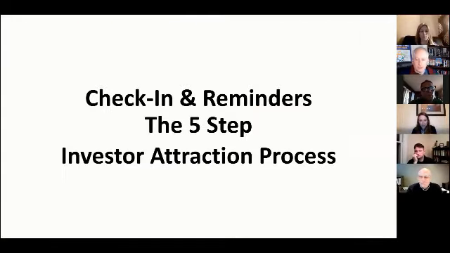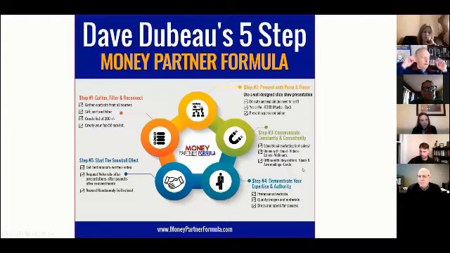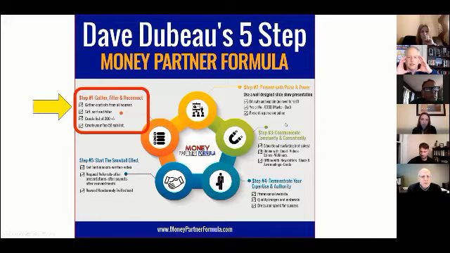So we're just going to do a quick little check-in reminder because some of you, it's been a little while since you've looked at the whole investor attraction process. If you remember, the 5-step investor attraction process, my money partner formula, is all about these simple steps. Now they're simple, but there's a lot of moving pieces involved here. So step number 1, if you recall, is all about creating that target group of a couple of hundred prospective investors, people that we have a pre-existing relationship with, right? They know us, we know them, they like us, we like them, and we're hoping we can get them to trust us with their money.